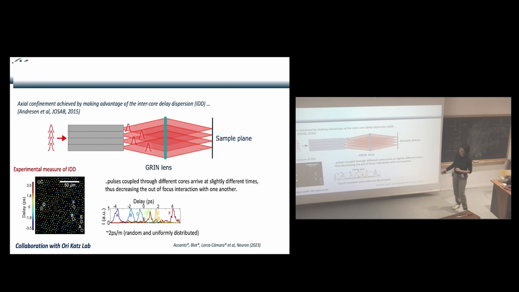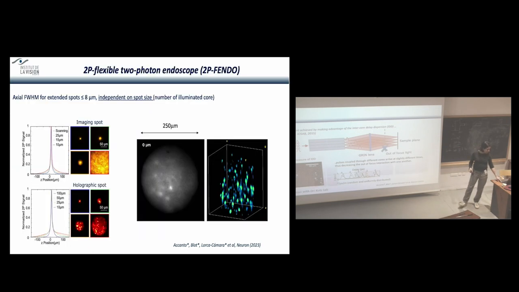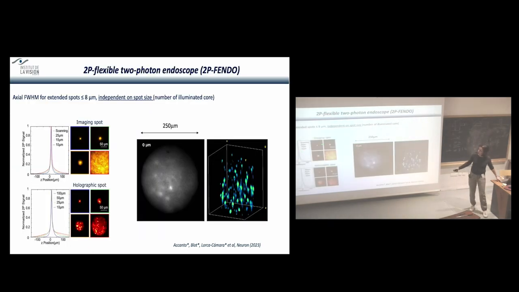it's like if you have an ultra-fast point scanning microscope, okay? So the light is coming out like this, so your resolution, no matter how many cores you illuminate, will always be the one of a single core, which you can see here, okay? So no matter how many cores we illuminate, the axial resolution is always the same. So we have actually, again, decoupled the lateral from the axial resolution just by an intrinsic property of the fiber.